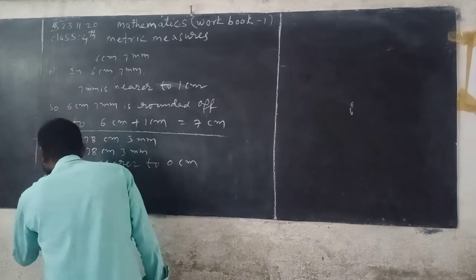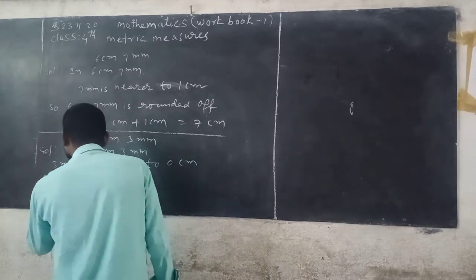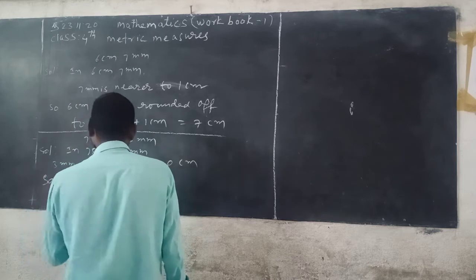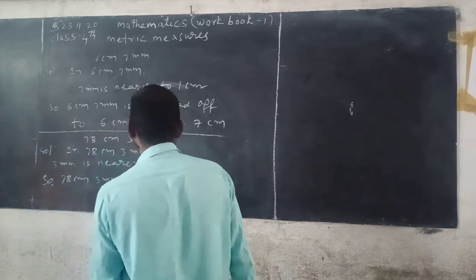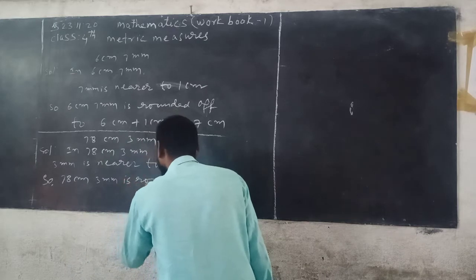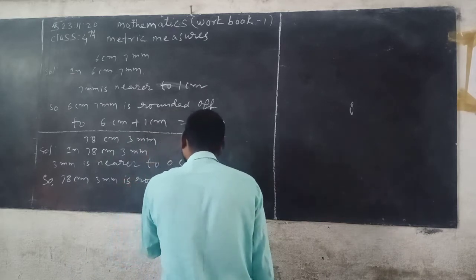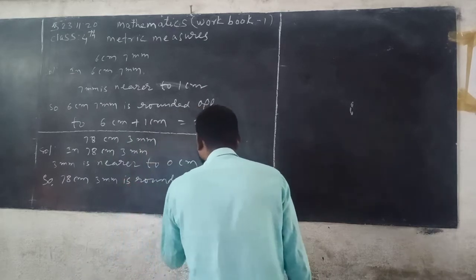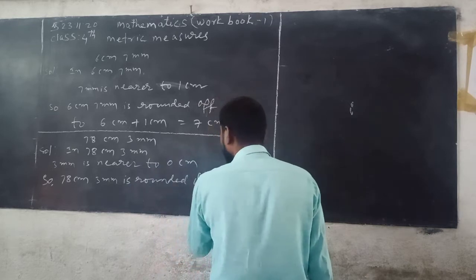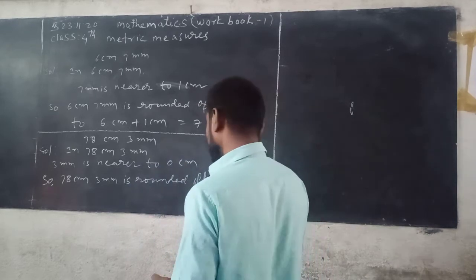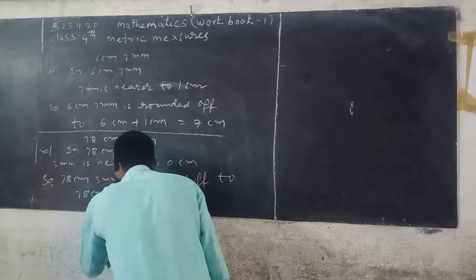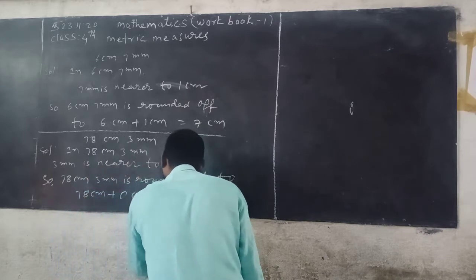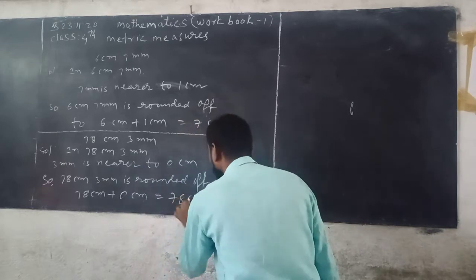So 78 centimeter 3 millimeter is rounded off to 78 centimeter plus 0 centimeter. You can get 78 centimeter. Write down everybody.